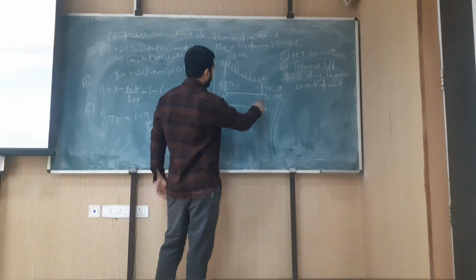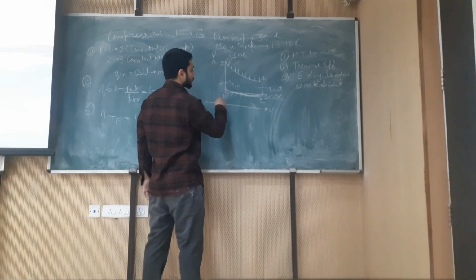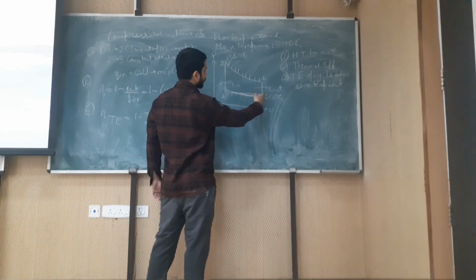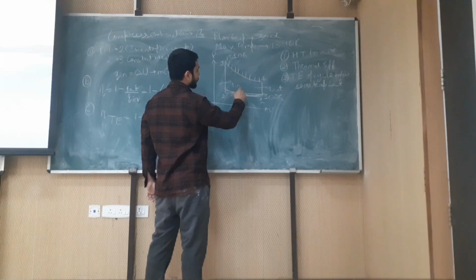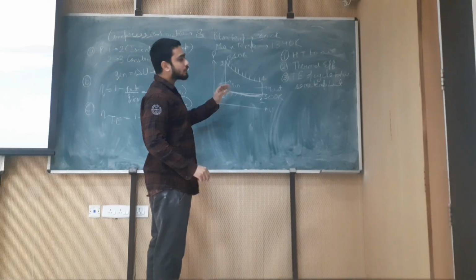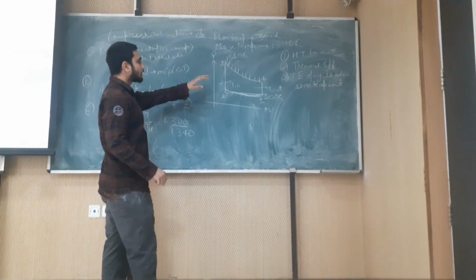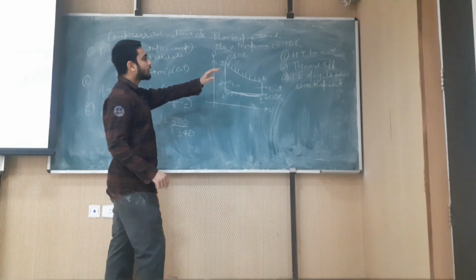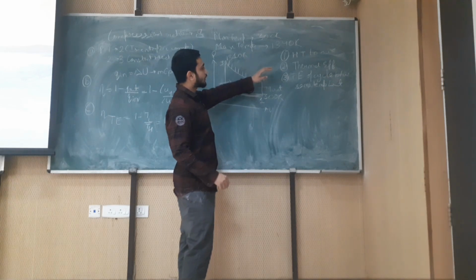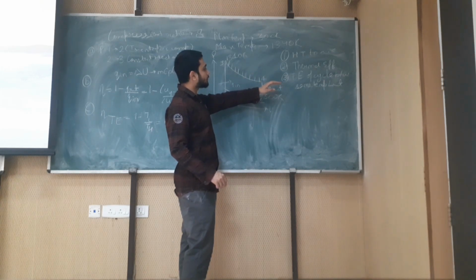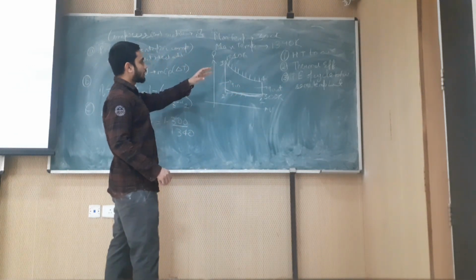This is state 1, 2, 3, 4. This is a constant volume process, and this is also constant volume, isochoric, and these are the isentropic processes, in which the entropy is constant. Like this, these processes are happening. We have to find the heat transfer to the air, the thermal efficiency for this process, and the thermal efficiency between the given temperatures, which are 300 and 1340.